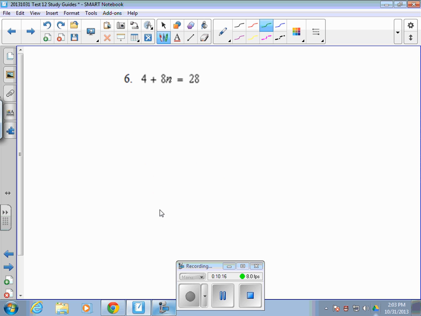4 plus 8n equals 28. Get rid of positive 4 on both sides, so you have 8n equals 24. Get rid of 8 times something by dividing by 8 on both sides. N equals 3.